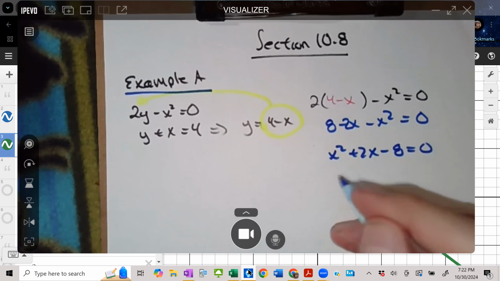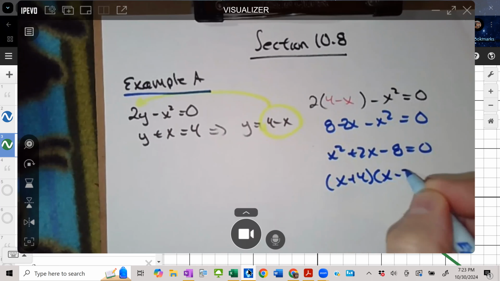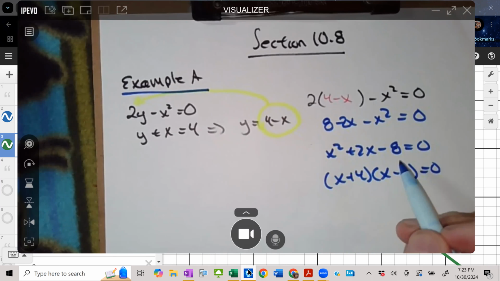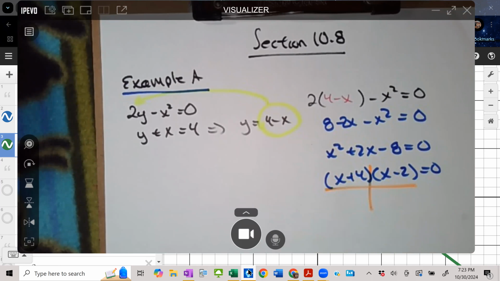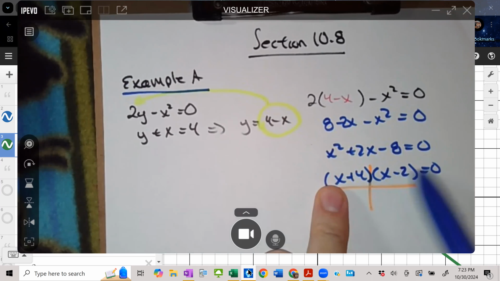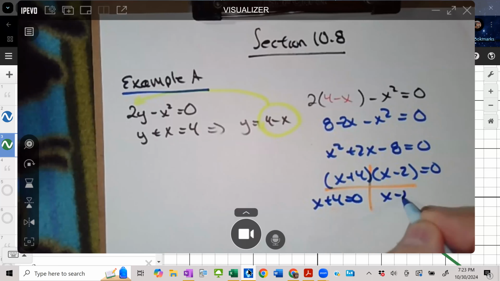This is something that you don't need the quadratic formula for. Hopefully you factor this out. x plus 4, x minus 2 equals 0. Two numbers that multiply to negative 8 and add to 2. Now the question is, well, where's the solution? That's pretty easy. You have this times this equals 0. So either x plus 4 must equal 0 or x minus 2 equals 0.